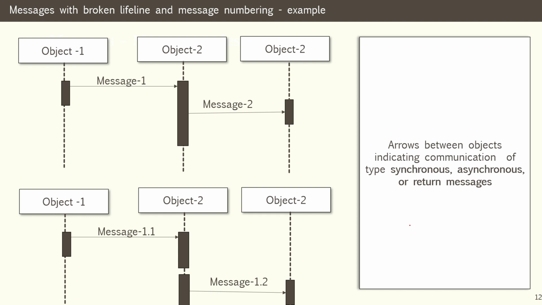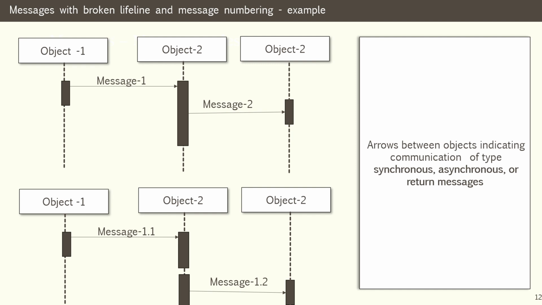Now let's see one more example: messages with broken lifeline and message numbering. If you look here, we have an object specified at the top and a lifeline, and this is a shorter lifeline and this is a longer lifeline.